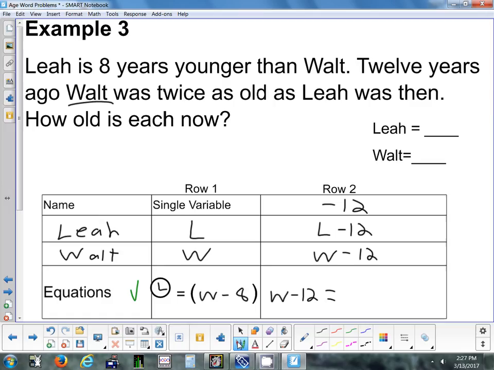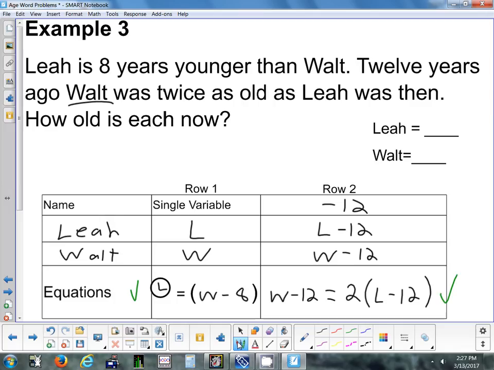Now we're going to use Leah. Twice as old as Leah. How would we write that? Yep. Select the 2 and then you put in parentheses L minus 12. Perfect. Twice as old as Leah. Okay, and there's our second equation.